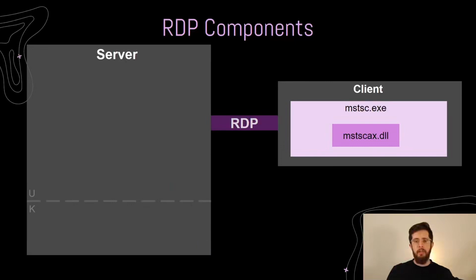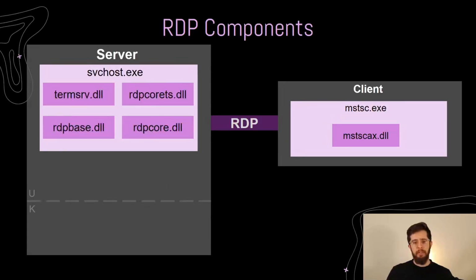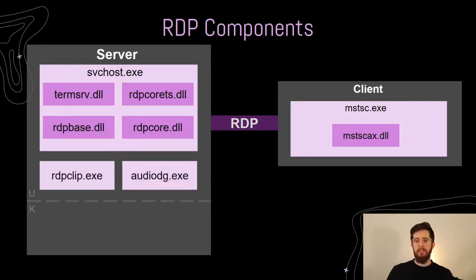Now, to the other side, we have the server. The server has a main service, which is hosted inside svchost with termsrv.dll. It also loads several other DLLs, an example of which you can see here, that handle the protocol logic on the server side. Other than that, the server also runs a few other processes that handle different channel information. For example, you can see here the rdpclip process, which handles clipboard information.